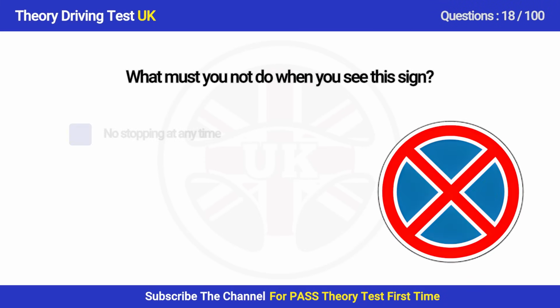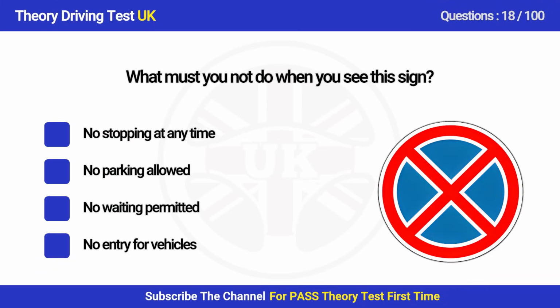Question 18. What must you not do when you see this sign? A. No stopping at any time. B. No parking allowed. C. No waiting permitted. D. No entry for vehicles.